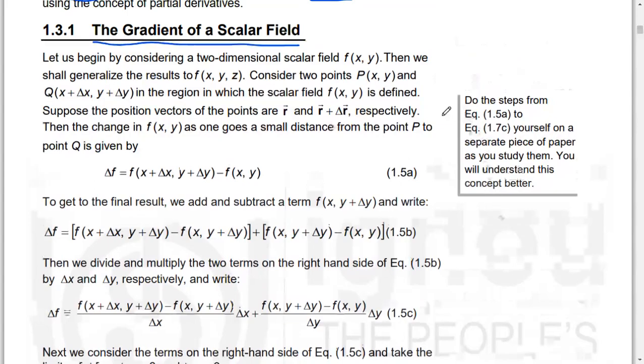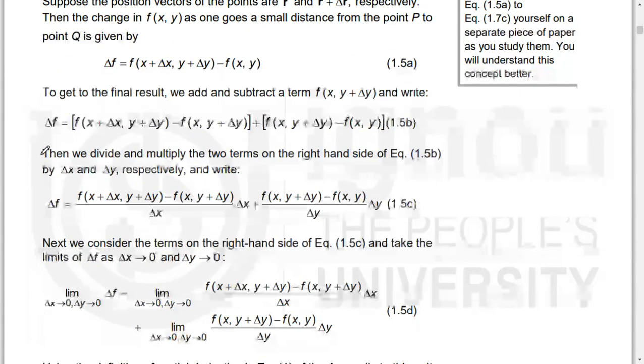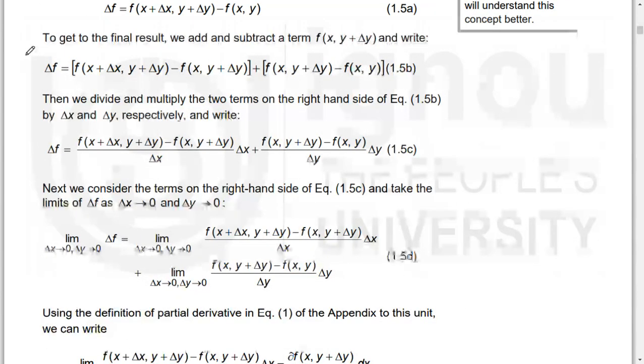Do the steps from equation A to equation C yourself on a separate piece of paper. As you study them, you will understand this concept better. To get to the final result, we add and subtract a term f(x, y plus delta y) and write delta f equal to f(x plus delta x, y plus delta y) minus f(x, y plus delta y) plus f(x, y plus delta y) minus f(x,y).